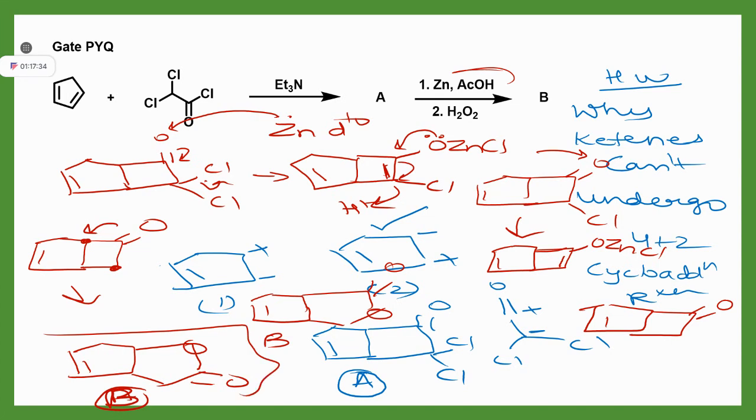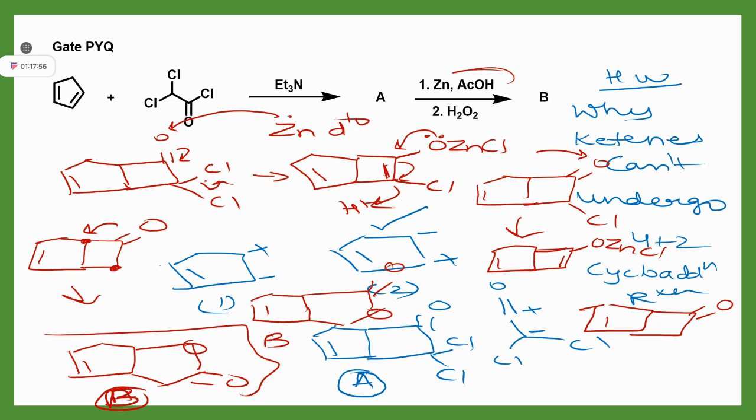Basically this is a 2 plus 2 cycloaddition reaction between the ketene generated and cyclopentadiene. The first reaction is a simple 2 plus 2 cycloaddition, the second is dehalogenation, and in the third step a Baeyer-Villiger oxidation type of reaction takes place.